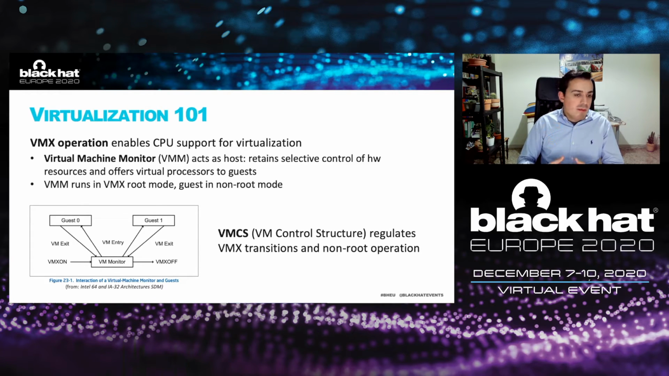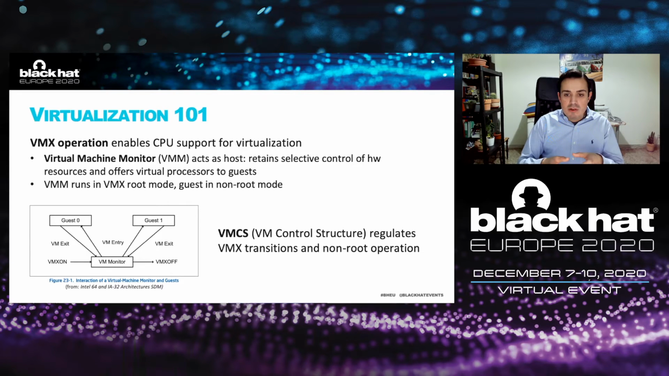To understand these discrepancies, let's talk a little bit about how virtualization works under the hood. The CPU offers assistance to hypervisors for virtualization. There is the VMX operation of the CPU. There is a VMX root mode, the high privilege mode, where your virtual machine monitor resides and operates. This VMM is your host, giving you resources, assigning virtual processors to guests, etc. And then you have a non-root mode where your guest is running. This is your virtual machine.